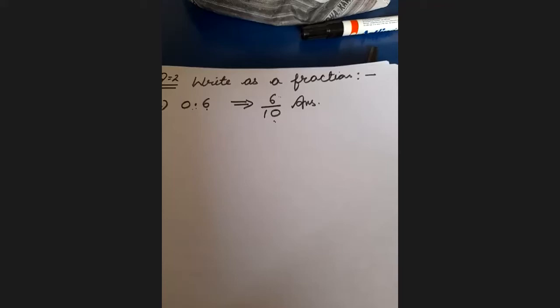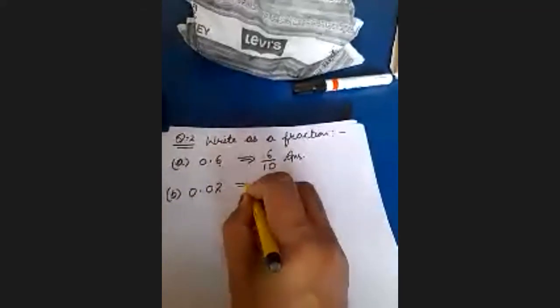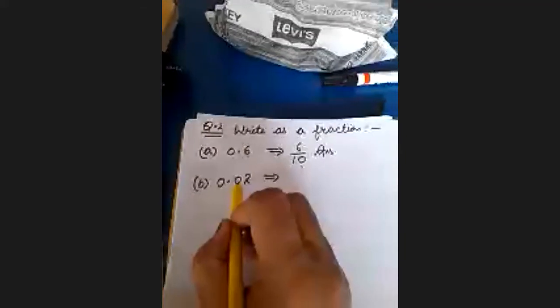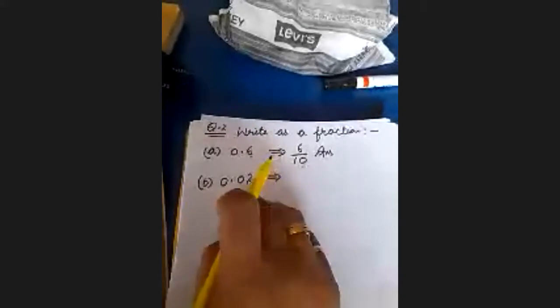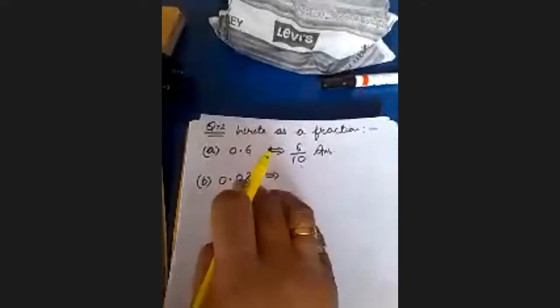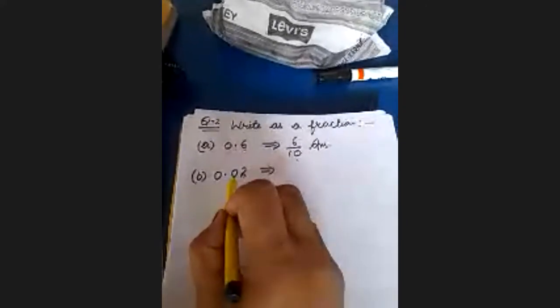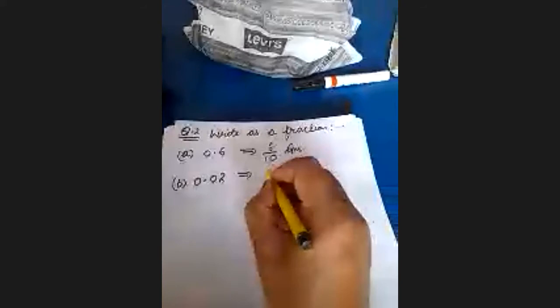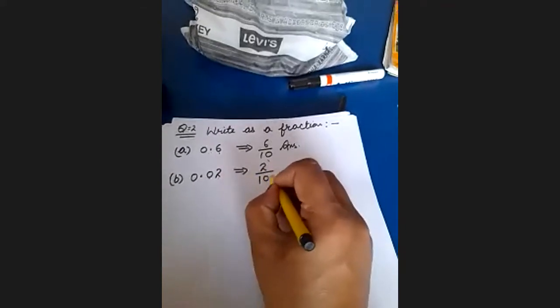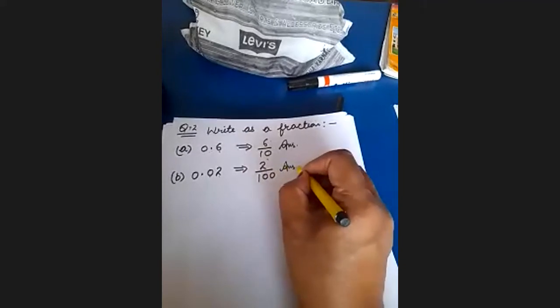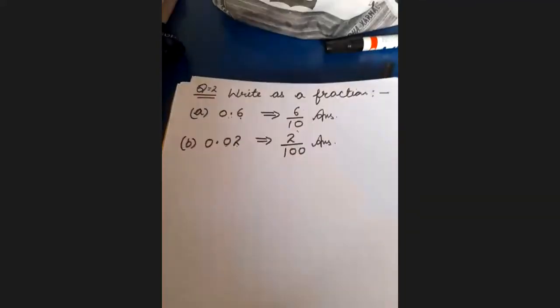Next is part B, 0.02. Now, count after the decimal. How many digits are there? 1, 2. 2 digits are there, 0 and 2. So we'll write denominator as 100, because here we have 2 digits, 0 and 2. So we'll write 2 upon 100.